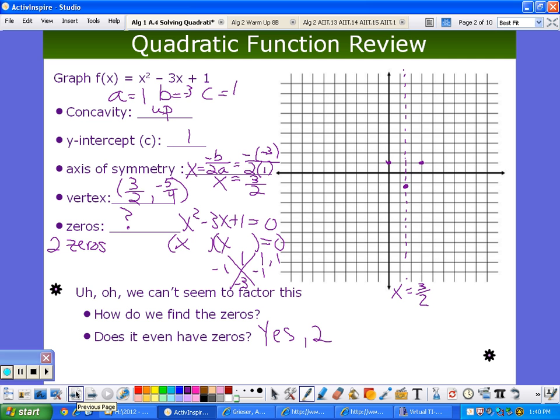So 2.62, where's that? That's 1, that's about here. And 0.38, that's about here. Do they look like the right zeros? They do. So it just so happens for this one, the zeros were irrational numbers, which is why I couldn't factor it. And you know what? This happens a lot. Most of the time, this is what's going to happen.